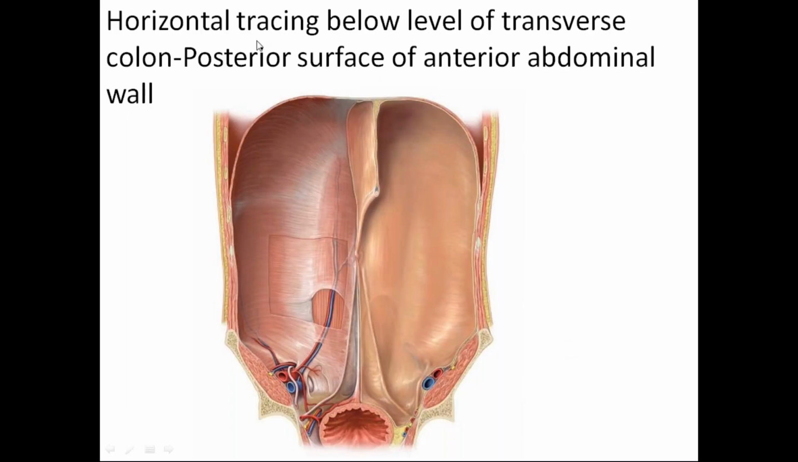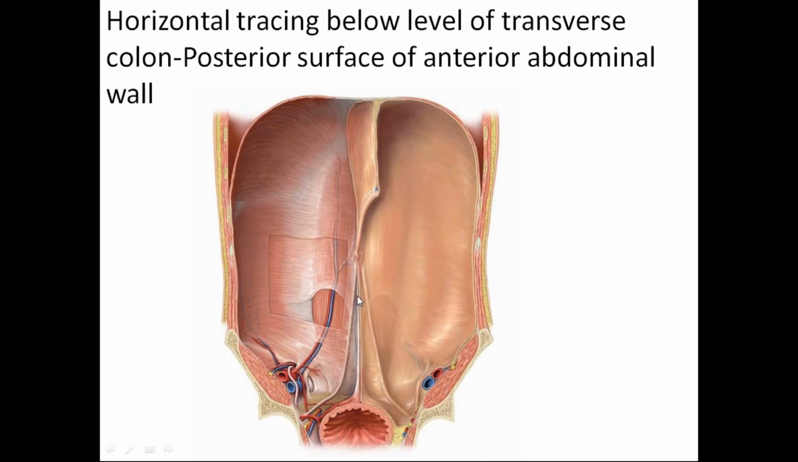Now you see this. This is the horizontal tracing of the peritoneum below the level of transverse colon. This is a picture of the posterior surface of the anterior abdominal wall. So here you can see the parietal peritoneum. It forms 5 folds. So this is the urinary bladder.